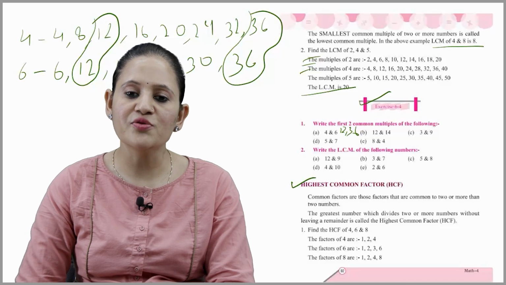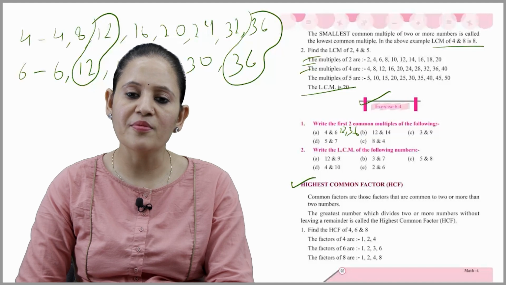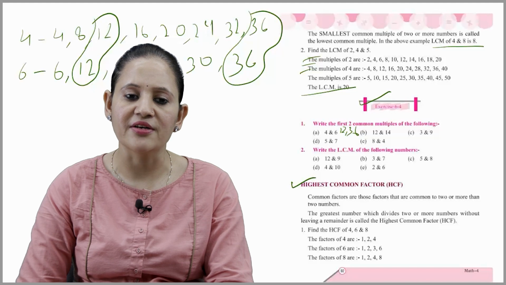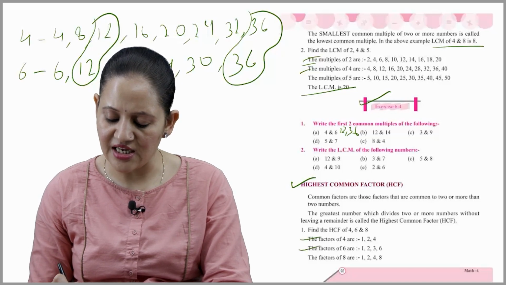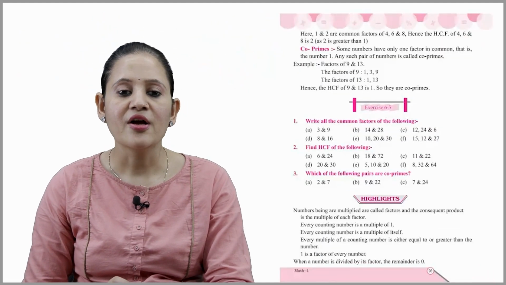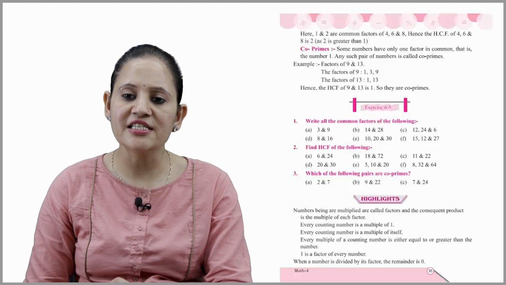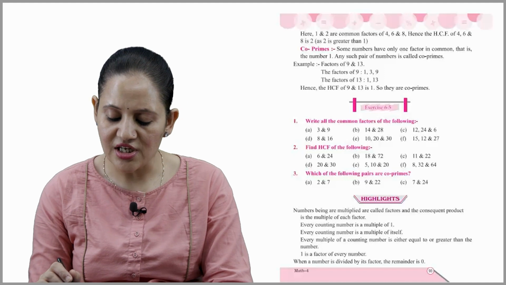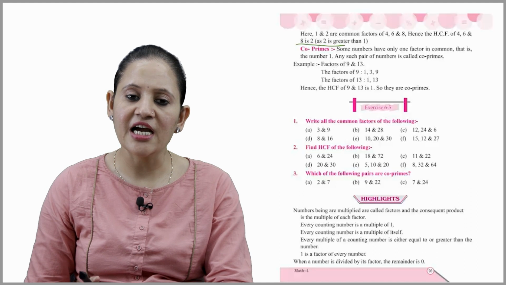Common factors are those factors that are common to two or more than two numbers. The greatest common factor which divides the two or more numbers without leaving a remainder is called the highest common factor. Find the HCF of 4, 6 and 8. So factors of 4, that is 1, 2 and 4, these are the factors of 6 and these are the factors of 8. So here 1 and 2 are the common factors of 4, 6 and 8. Hence HCF of 4, 6 and 8 is 2. So HCF क्या हो जाएगा? 2. Clear? Because हमें HCF निकालना, highest common factor.